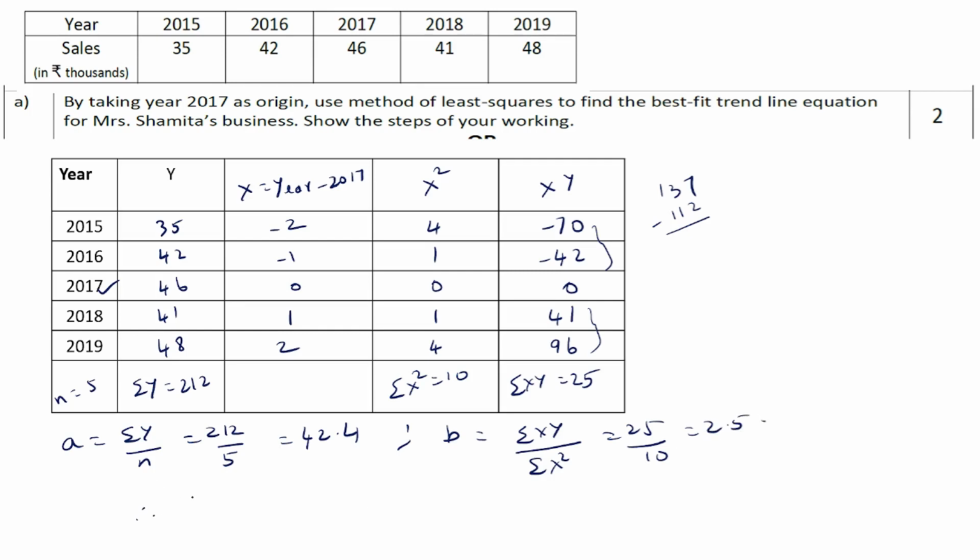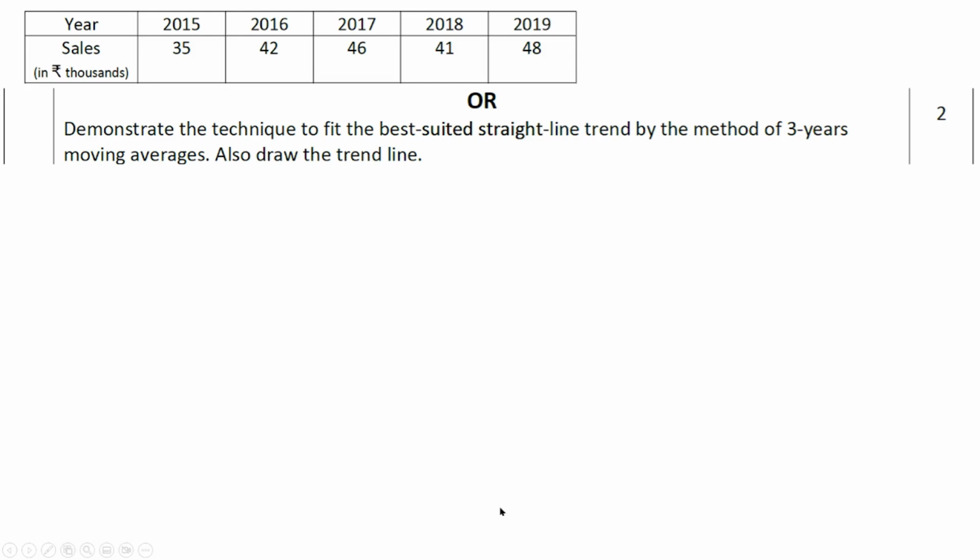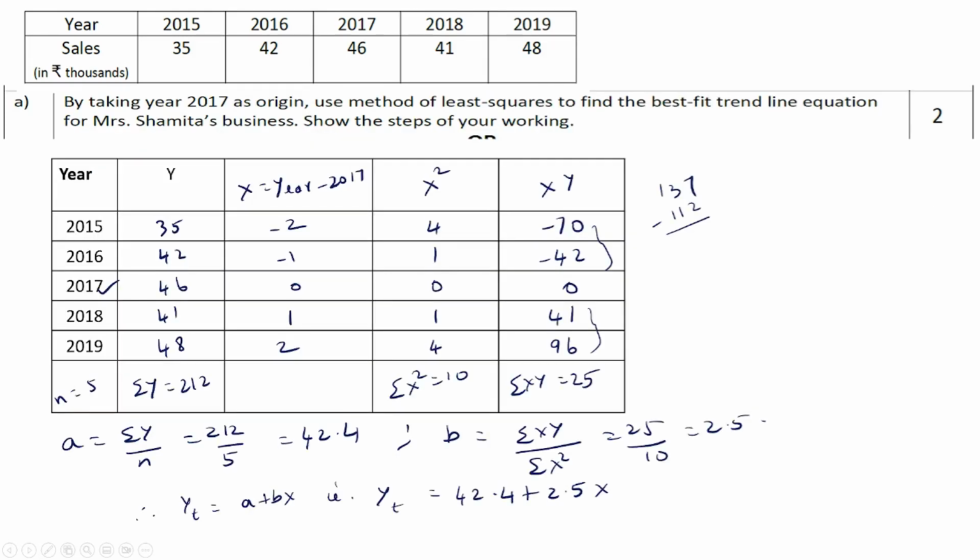So we have the best fit trend line given by yt equal to a plus bx, that is yt equal to 42.4 plus 2.5x. So this is the best fit trend line. Now moving on, the previous question carries 2 marks. Drawing the table and finding all these values carries 1 mark, and finding the value of a, b and the best fit trend line carries 1 mark.